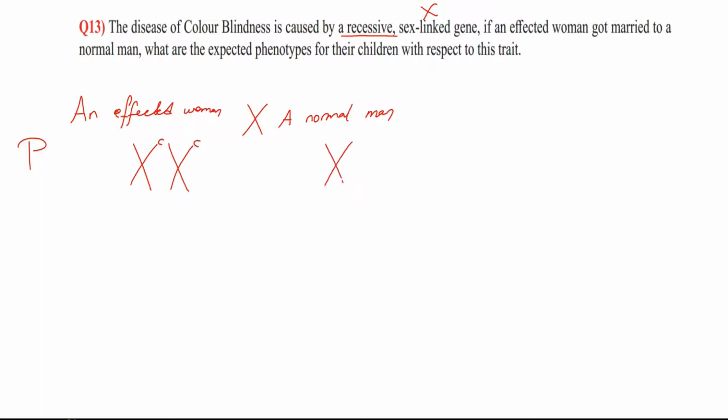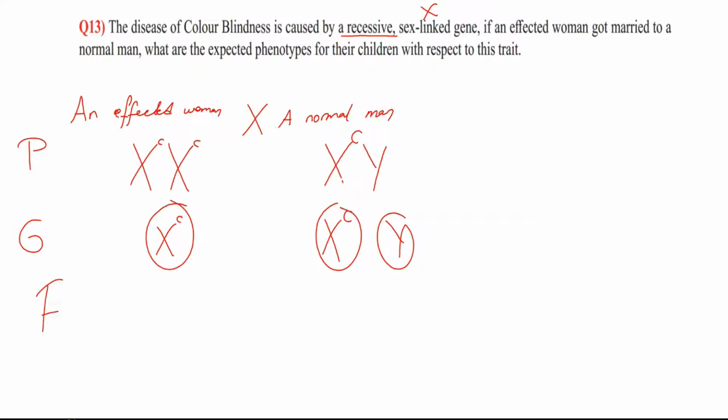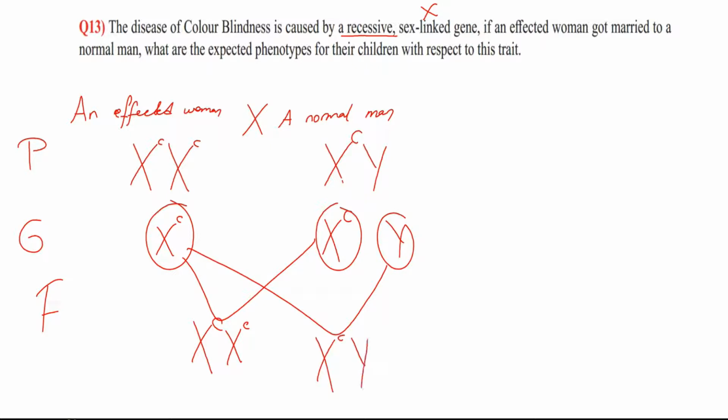A normal man with XY chromosome, normal means with capital C. They produce gametes, so the pure woman produces one kind of gamete only, but the heterogametic man produces 2 types of gamete, X with capital C and Y chromosome. So in the F1 generation, X capital C with X small c means carrier female, and X small c with Y chromosome means the affected male.